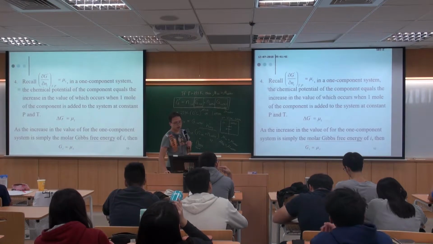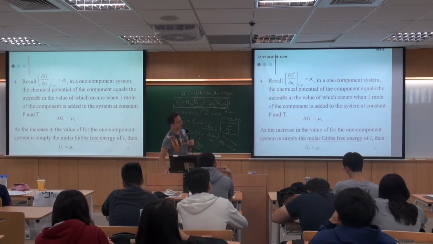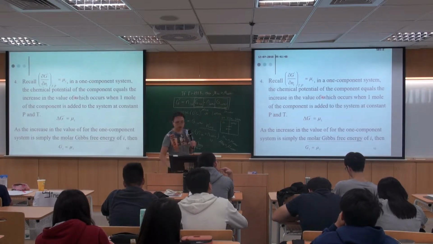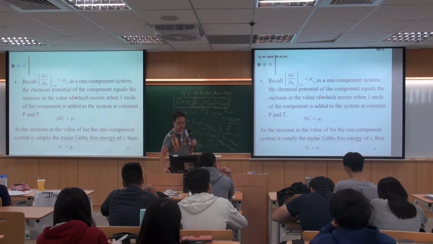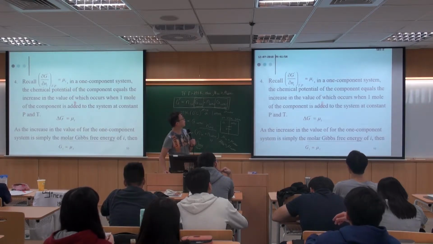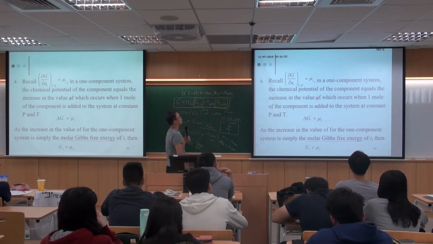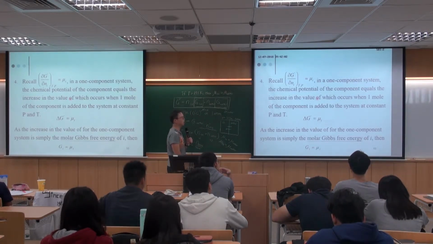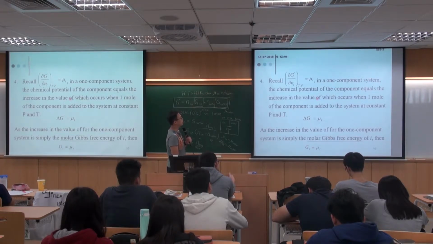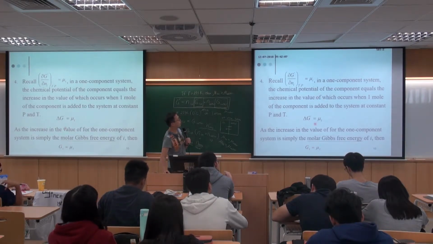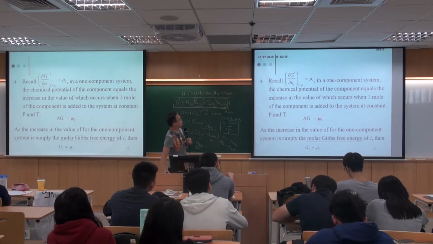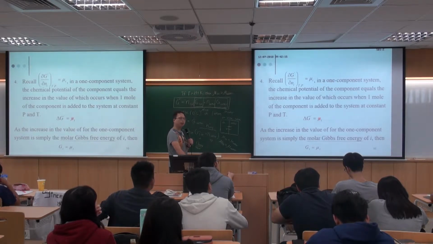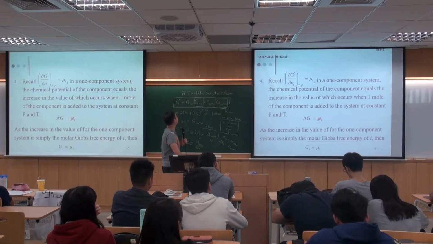And in the one component system, the chemical potential of the component equals the increase of the value of this G prime over here. I believe if you use the version on Seba, I think I corrected this. This is the increase in the value of G prime which occurs when 1 mole of the component is added to the system at constant pressure and constant temperature. So it means that this mu I represents the change of total Gibbs free energy when you add 1 mole of that species into the total system.